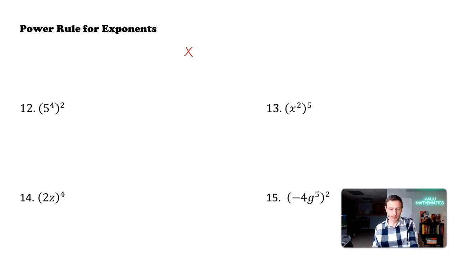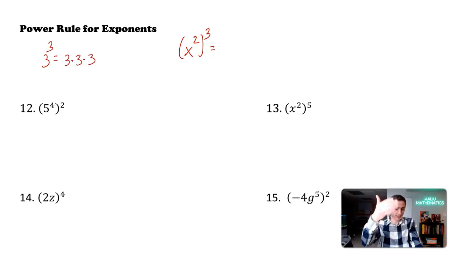So let's just generalize this to like x to the 2nd to the 3rd, let's say. So if I have x to the 2nd to the 3rd, that is an exponent. So if I had like 3 to the 3rd, 3 to the 3rd is 3 times 3 times 3, right? It's just, the exponent tells us how many times we multiply the number together. So if I have x to the 2nd to the 3rd, that's going to be x squared times x squared times x squared. Because it's x squared being multiplied 3 times.